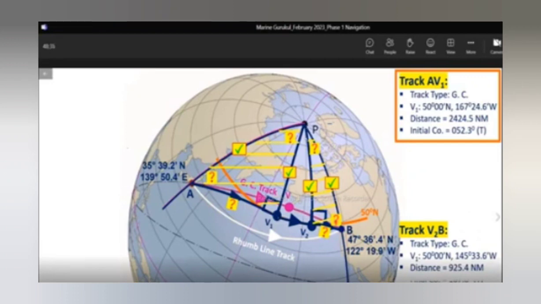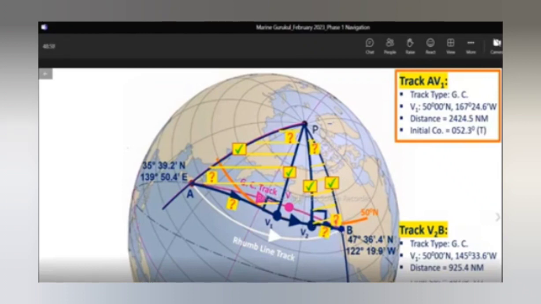So exactly the same thing is done with the triangle Papa Bravo Victor 2. It's a right angle triangle. Two parts are known. Papa Victor 2, which is the colat of limiting latitude. Papa Bravo is known. It is the colat of our destination. So using these two, we calculate the remaining three parts.